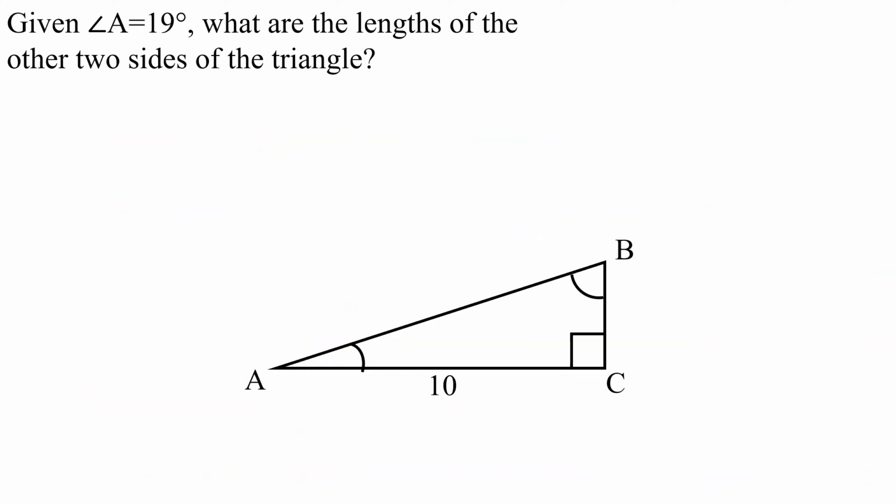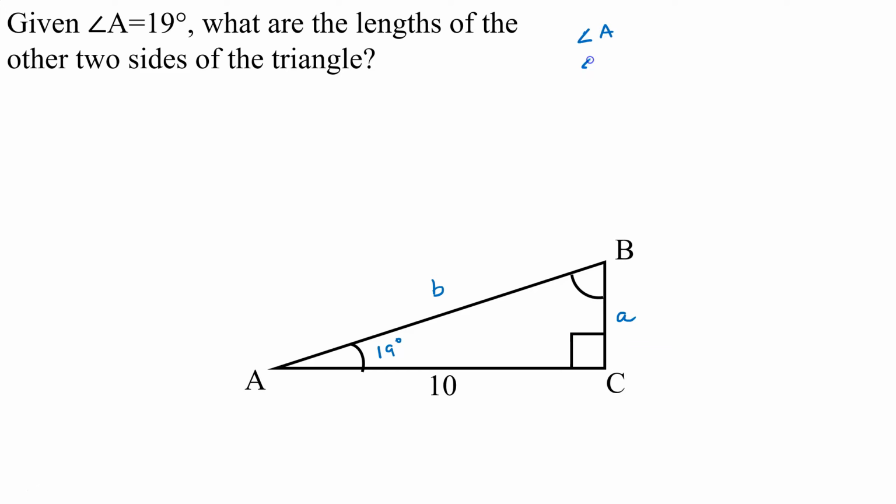Okay, let's take a look at an example. We are told that angle A is 19 degrees. What are the lengths of the other two sides of the triangle? So we want to figure out, well, what is this? And what is this? And something that I didn't ask, but is often asked as well, is to complete the triangle. And what that means is a triangle has 3 sides and 3 angles. So it has 6 pieces of information.